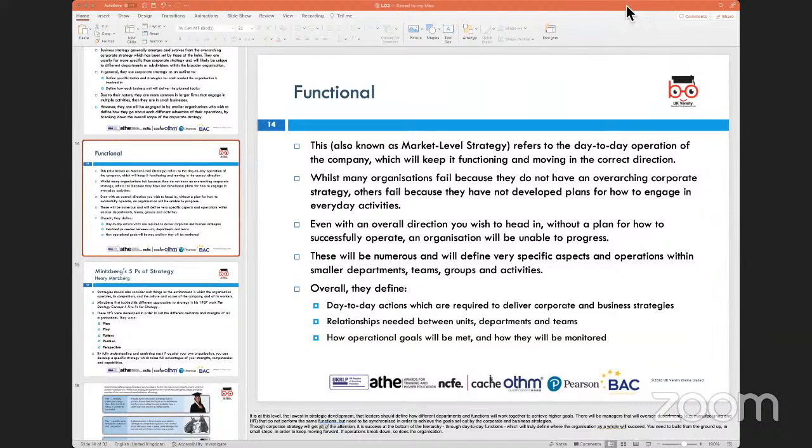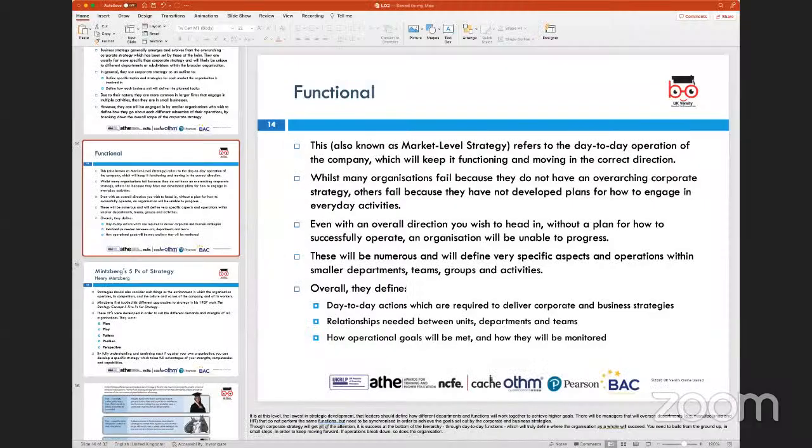So just looking at the differences, now, in terms of the relationship between the three different strategies: functional strategy, corporate strategy, and business strategy. When we look at these three strategies, what is the key relationship between the three?